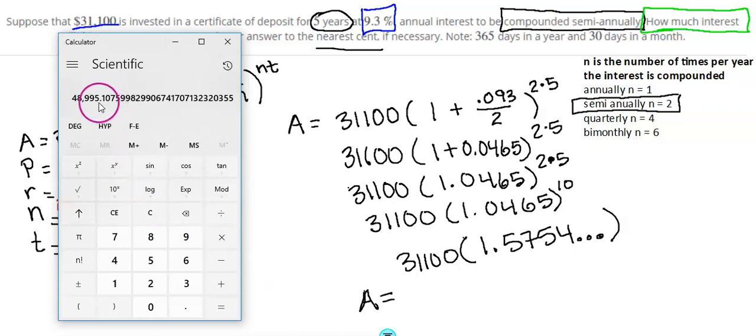48995 point. The cent is 2 places after the decimal. So the 0 is the second place after the decimal here. To round it, I look to the right. And if this number is 5 or higher, I would add 1 to this number and then drop everything. If this number is less than 5, I would add nothing here, but still drop everything. 7 is more than 5, so I add 1. So I'm going to have 48995.11.